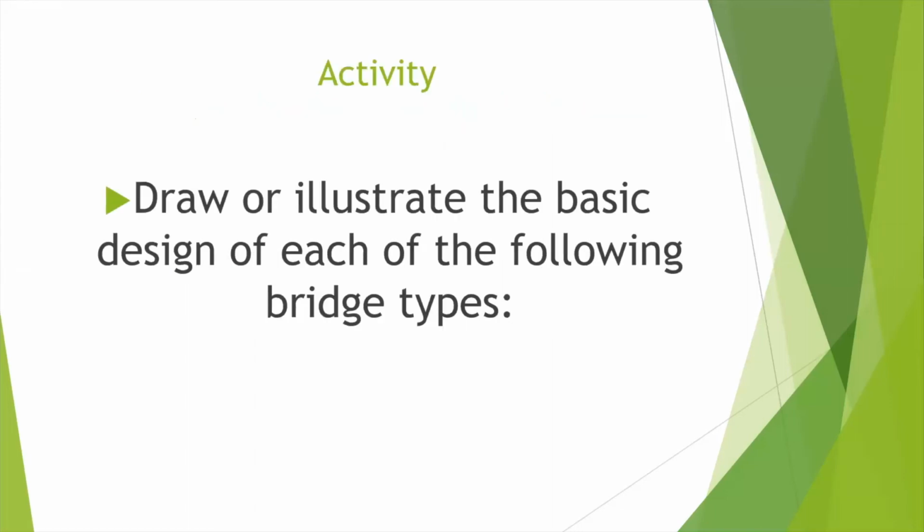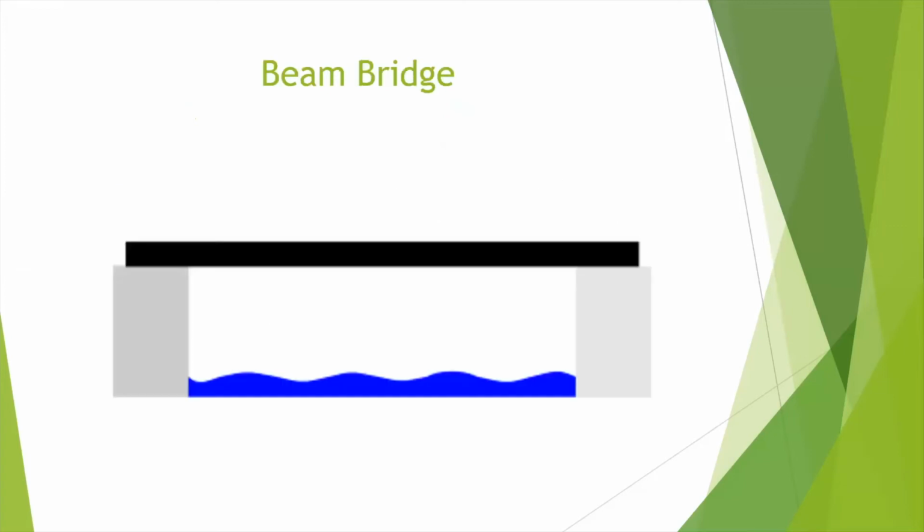Okay, so another one of the requirements is to actually draw or illustrate the basic design of each of the following bridge types. And again, those are on there. So I've got those on there for you. So if we start with the beam bridge, the beam bridge is the basic flat construction with abutments either end. The blue is representing the water underneath. Okay, so this would be the design that you would draw for that particular requirement. Okay, so that's the beam bridge.